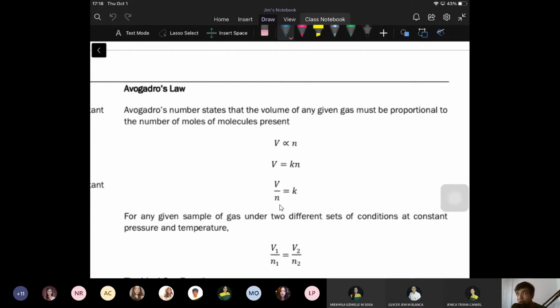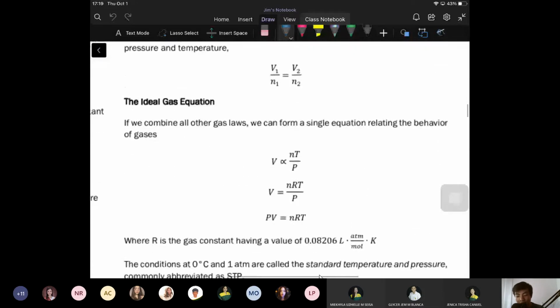Solving for K, we have V over N, no? And again, kung ano yung constant in the initial condition, that is the same as the final condition. So combining the equations, we will have V1 over N1 equals V2 over N2 na. So, yun lang.